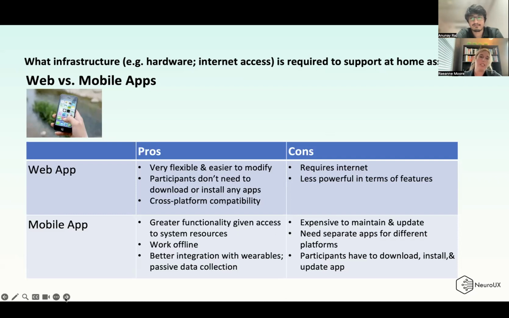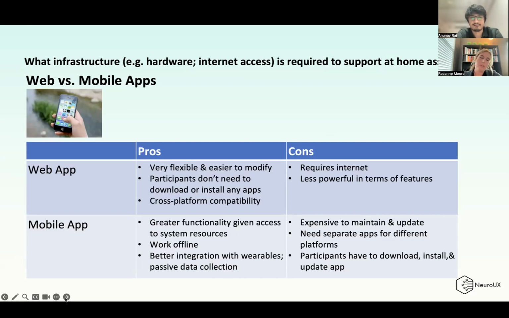The largest disadvantage to web apps is that it does require an active internet connection. So in terms of people living in more rural areas, it may not be the best solution. And it is less powerful in terms of features. So passive sensing features, for example, can't be integrated into web apps.